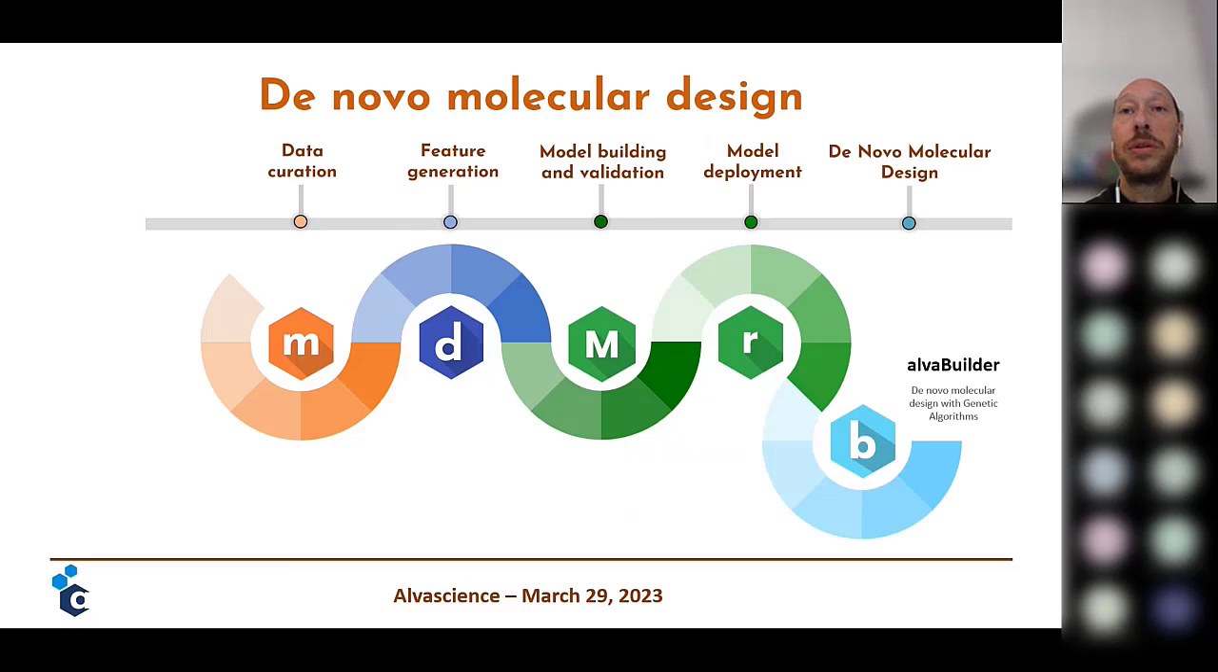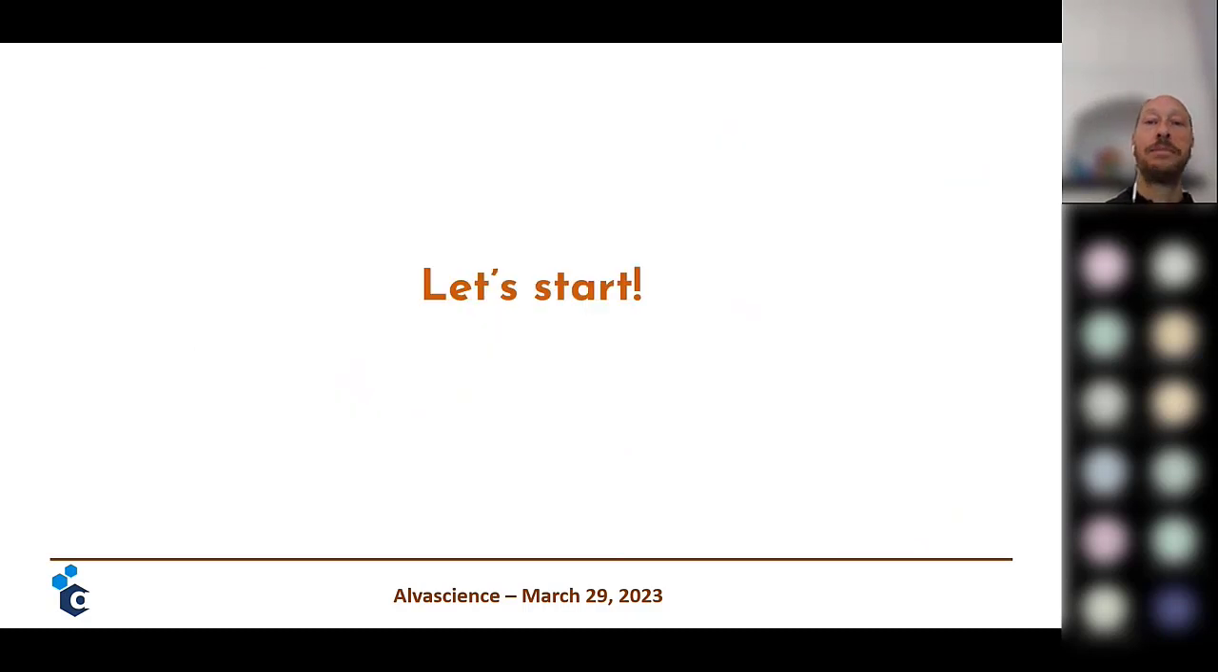Finally, we also developed a software tool for de novo molecular design that is called alvaBuilder. alvaBuilder is a graphical tool that can be used to design new molecules having desired characteristics through an optimization process that is based on genetic algorithms. alvaBuilder will be the topic of our next webinar.